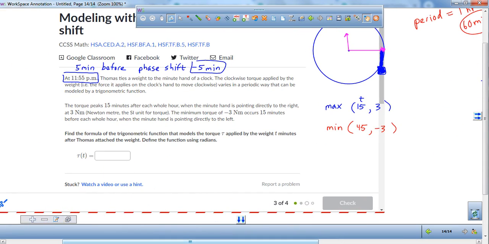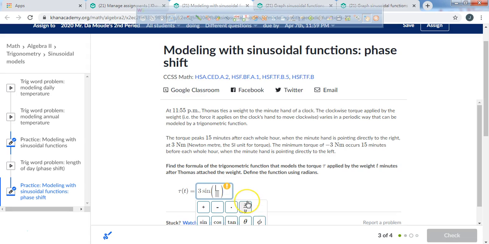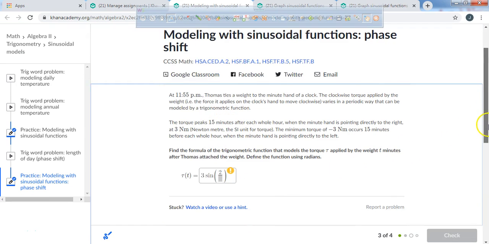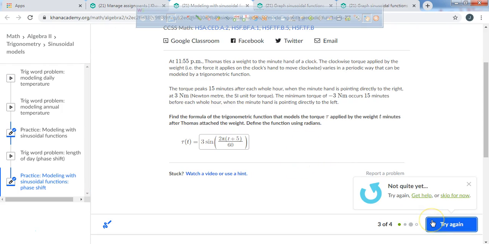I'll either get it right or I won't. At this point, I'm going to type in my 3, sine, open up the parentheses, make a little fraction bar, put 2 pi, pi, open up parentheses, I'm going to put t plus 5, because it was 5 minutes before the start of the hour, total of 60 minutes, and they say not quite.